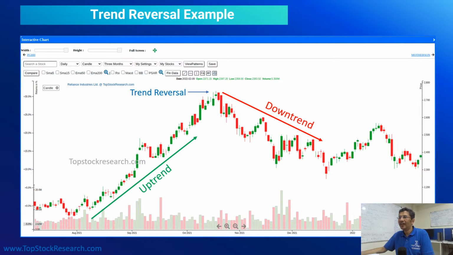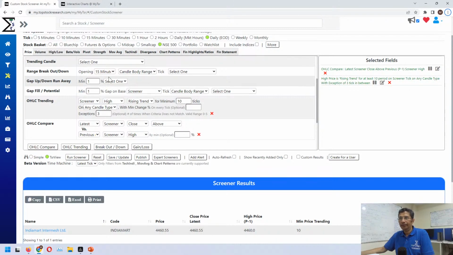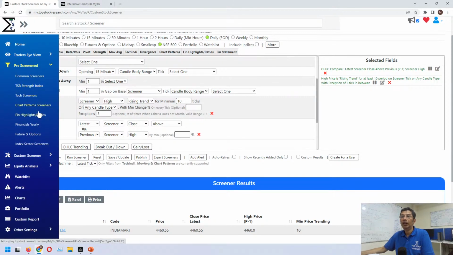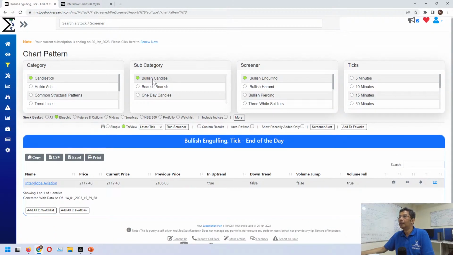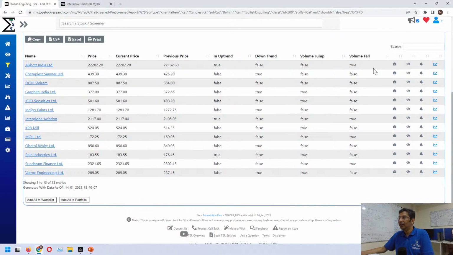Looking at some of the trend reversal patterns, right? Maybe I'll take you to a much simpler example. I'll take you to candlesticks, because that's what we have been discussing in the morning. Looking at bullish engulfing on a daily time frame on, let's say, NSE 500. So these are typically trend reversal patterns, right?